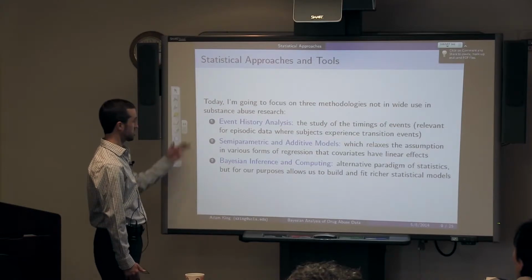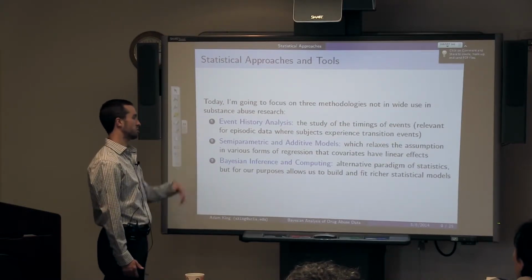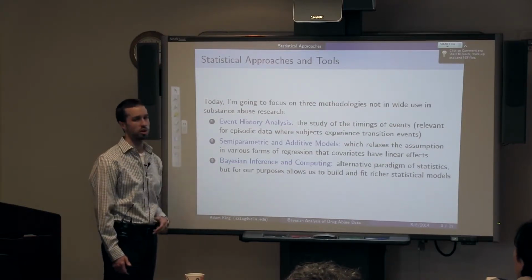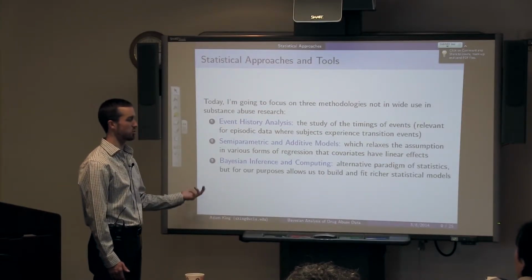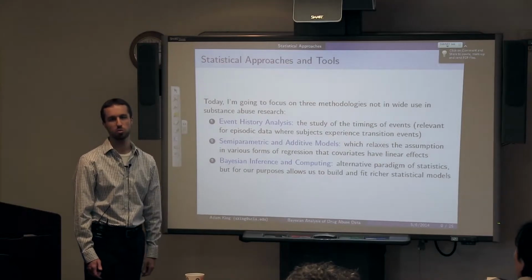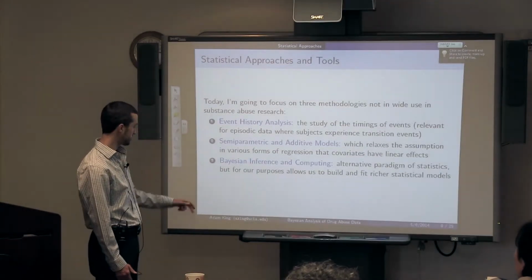And then finally, what's going to tie all this together: we'll have a complicated event history model with features such as semi-parametric or additive incorporation of covariates. And what ties this together is going to be the Bayesian way of doing the computation.